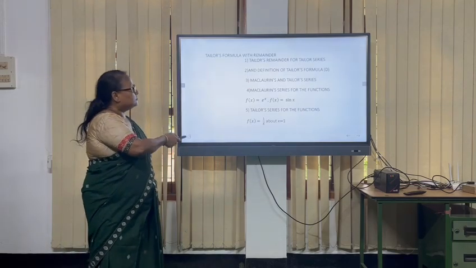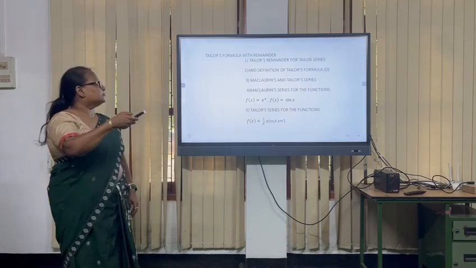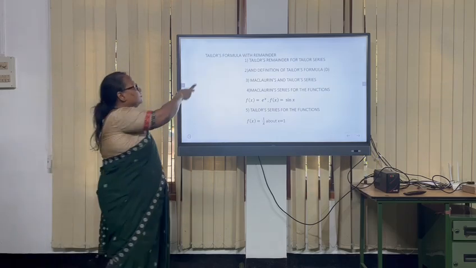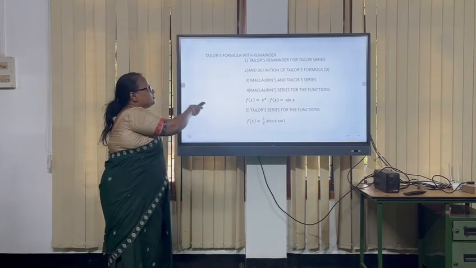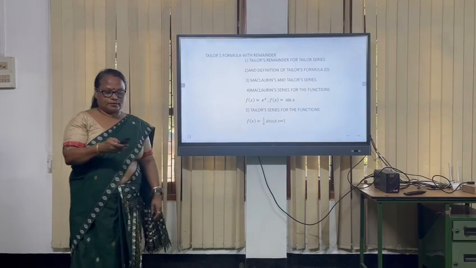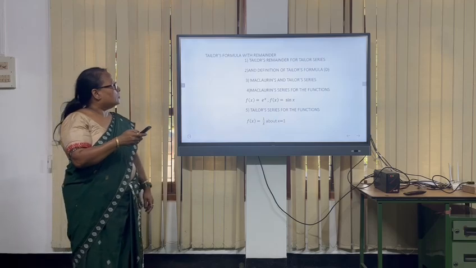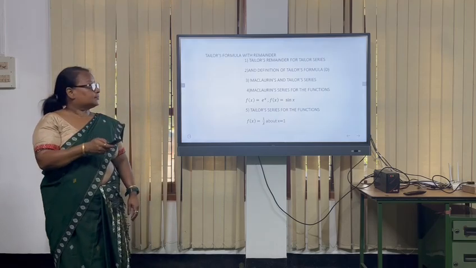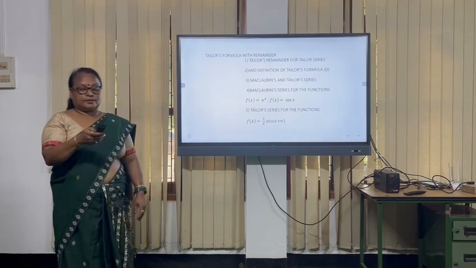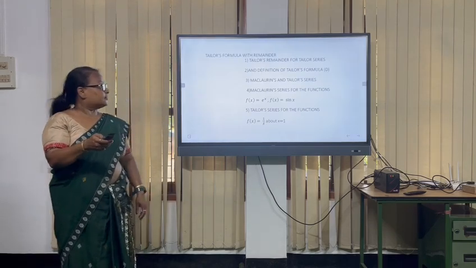And today's topic is nothing but Taylor's formula with remainder. And we are going to discuss 5 points here. Number 1, Taylor remainder for all Taylor series. Number 2, definition of Taylor's formula. 3, Maclaurin and Taylor series together.